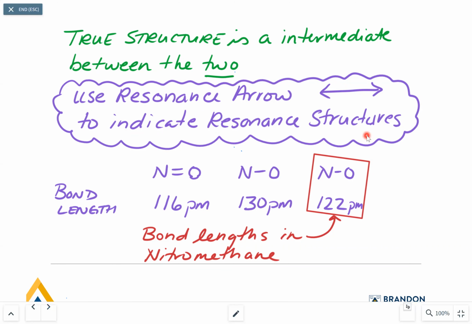But one of the interesting things is that when you look at an isolated carbon nitrogen double bond, it's basically 116 picometers. If you look at an isolated nitrogen oxygen single bond, it's 130 picometers. But when you measure the bond length of nitromethane, it's 122 picometers. So it's right in between the two. So it's almost like this is 1.5 bonds, but we've got no way of drawing 1.5 bonds, hence resonance structures.